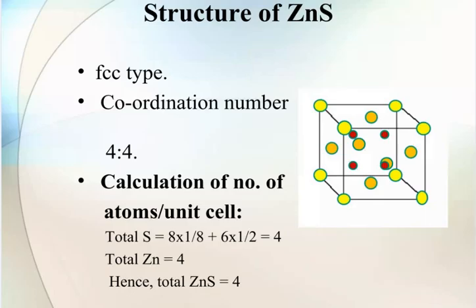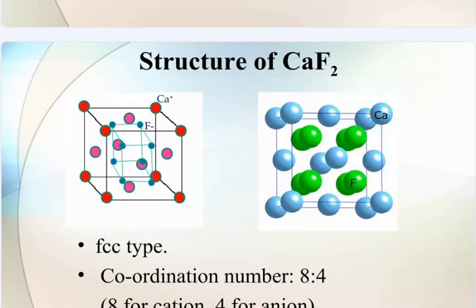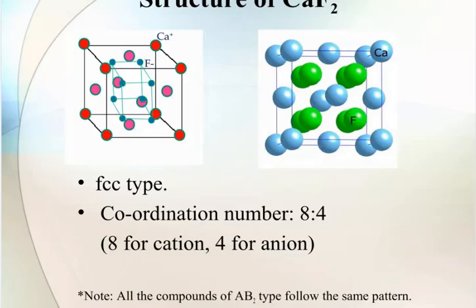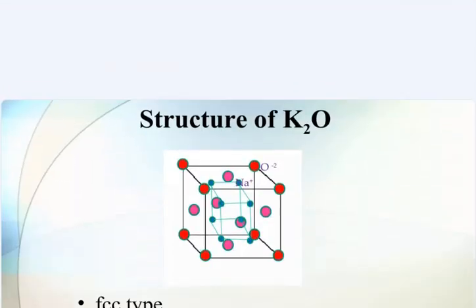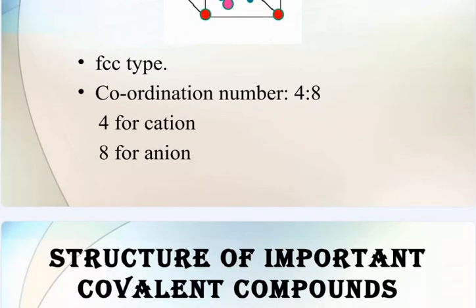Calculation of number of atoms per unit cell: total is equal to 8 into 1 by 8 plus 6 into 1 by 2, which is equal to 4. So total zinc 4 and hence total zinc sulfide 4. Now structure of calcium fluoride, FCC type, coordination number 8 for cation, 4 for anion. So K2O structure, FCC, coordination number 4:8, 4 for cation and 8 for anion.